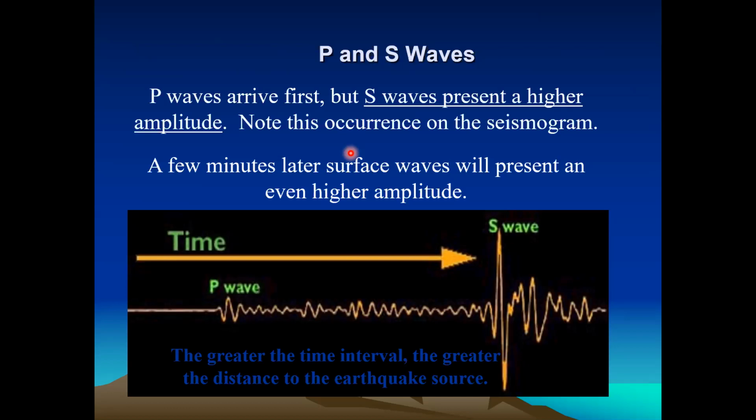If we're lucky and the monitor is set up right over the focus, then these P waves and S waves would get there almost simultaneously. So it'd be really hard to pull them away from each other. But at some interval after the arrival of the P wave, the S wave will arrive. The greater the interval between the arrival of the P and the arrival of the S, the greater the distance to the earthquake source. And we can use the difference in arrival time, the interval between arrival times, to determine how far away the earthquake was.